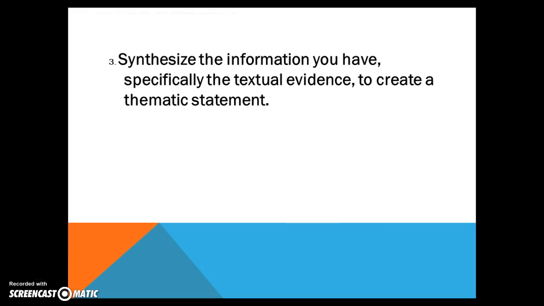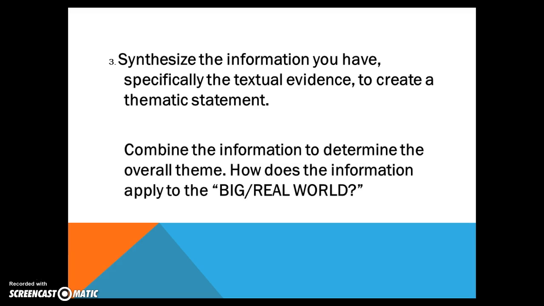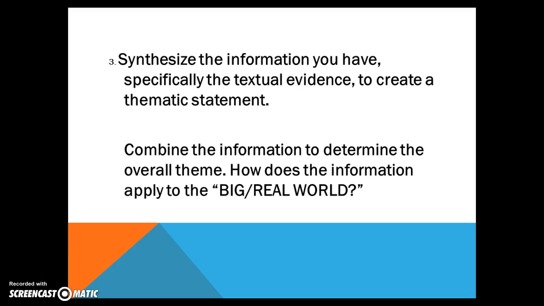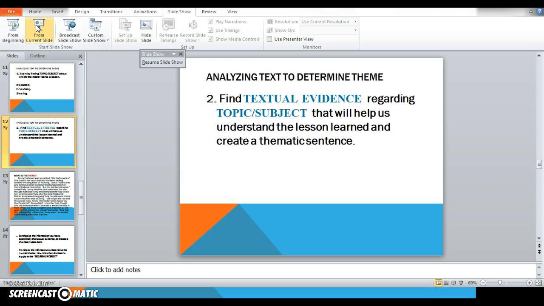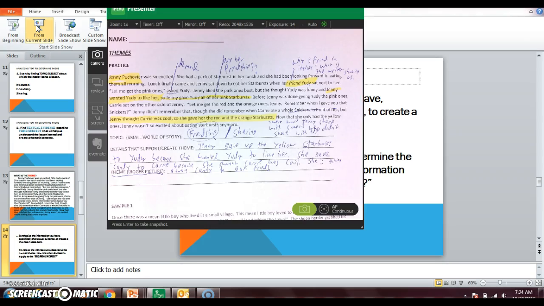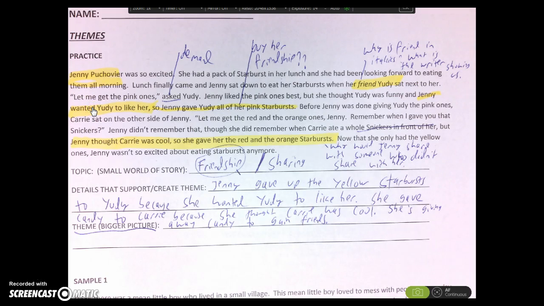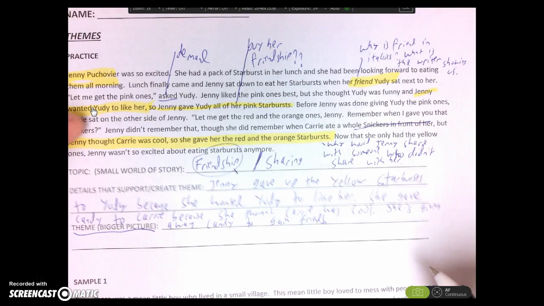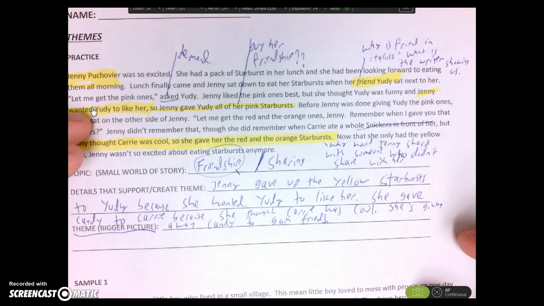Now you want to synthesize, put all the information you have, specifically the textual evidence, to create a thematic statement. Combine the information. How does this information apply to the big world? How am I going to take the small world of the story and develop a theme? Look at this. This is the last part. I have to take this. All right, what does this teach me about friendship? Just take a minute, see if you can figure out an answer.